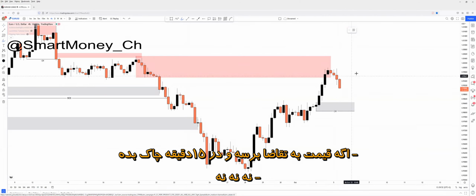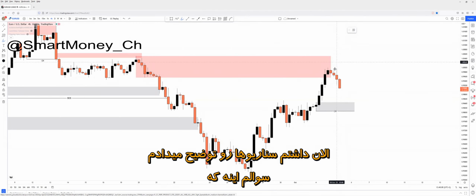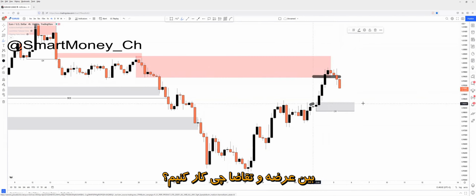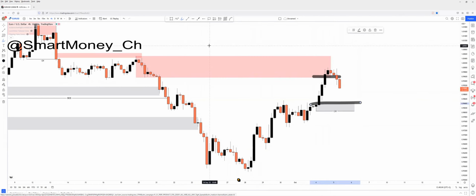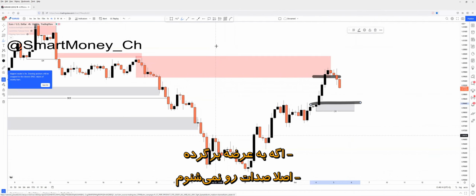So if the price comes into a demand zone, we can wait for a 15-minute change of character. I was just explaining the scenarios. My question was, what can we do between the supply and demand? Supply and demand. Sorry? So it's a two scenario. If you go back to supply.